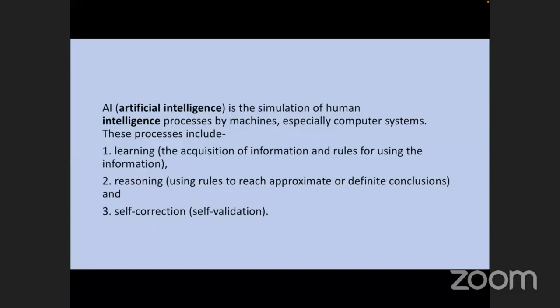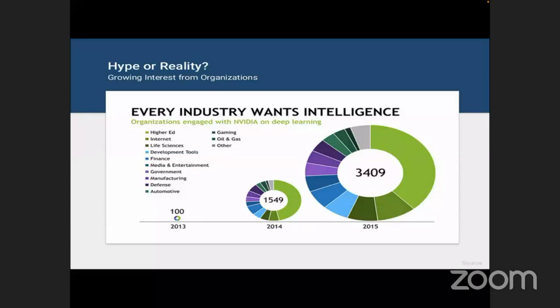So this technology of artificial intelligence is growing interest from organizations and various industries, as you can see. Organizations in all the sectors, whether medical or life sciences, developmental tools, finance, media, government, everything wants artificial intelligence. And you can see day by day, year by year, the use of artificial intelligence in all the industries is increasing by leaps and bounds.